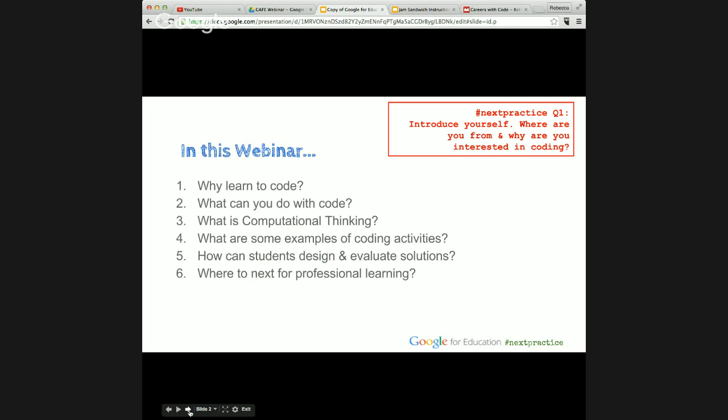In this webinar, we're going to be looking at some of the following aspects around coding. We're going to start by looking at what is coding and what is computational thinking. Then we'll move into some examples of programming environments and some activities that you can do with coding in your classroom. We'll look at how students can design and evaluate solutions, and I'll finish off with some next steps for professional learning as well.